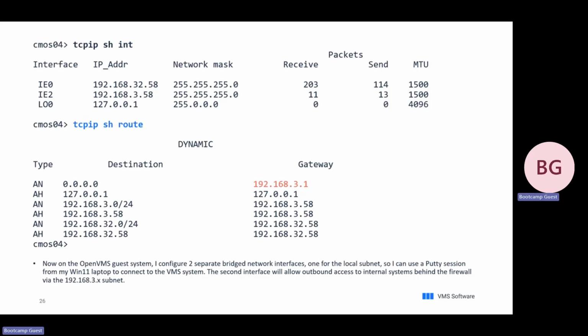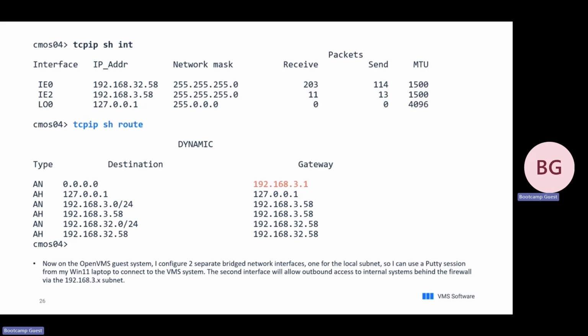And also with TCP/IP, obviously I had to set up. Now I have two devices on top. You could see beside the local one, the 32 subnet and the 3 subnet. And I had to set up a gateway for the 3. And then to do that, I set up 2 bridge network adapters on the tab.